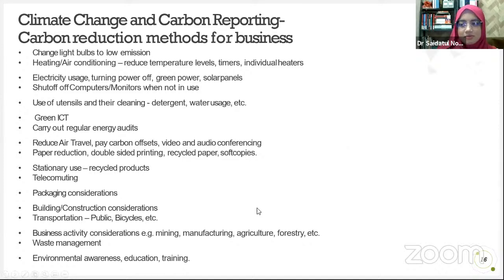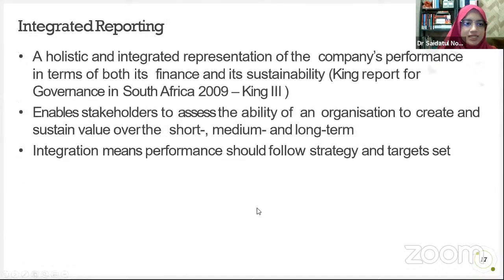And another form of reporting for sustainability reporting is actually integrated reporting. This is another form of report. Okay, this is not the same sustainability report that I'm referring to. This is a holistic and integrated representation of the company's performance in terms of both its finance and its sustainability. And it enables stakeholders to assess the ability of an organization to create and sustain value over the short, medium, and long term. And integration means performance should follow strategy and target sets.